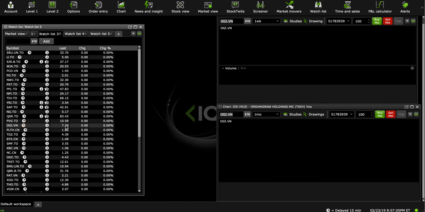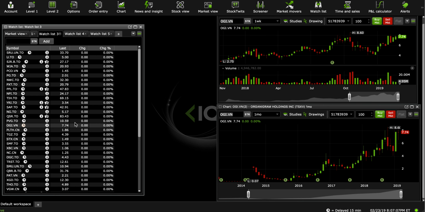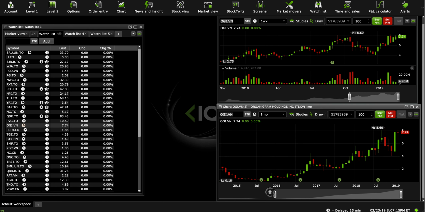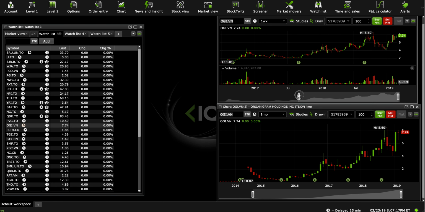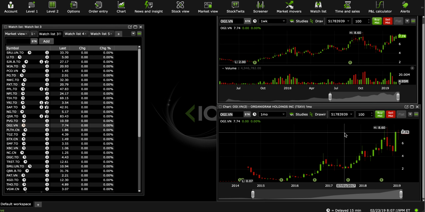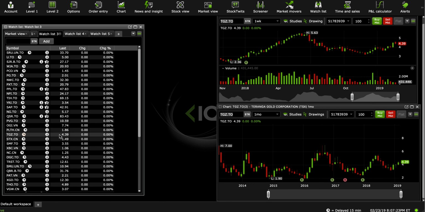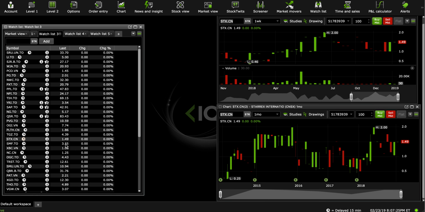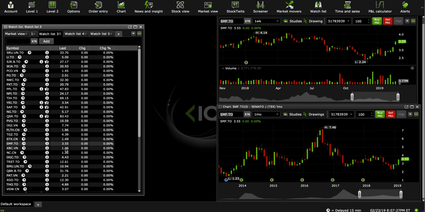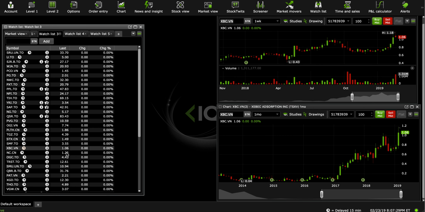QSR, PBG, OGI. Now this one looks a bit, a stock which actually moves quite a bit, right? And when it moves, it does make quite a bit of moves on here. A bit unpredictable on here though. Right, so I'm trying to find stocks which have moves going on, right?